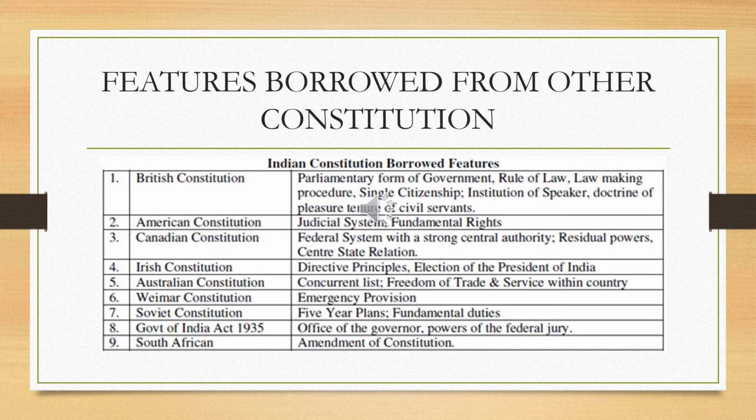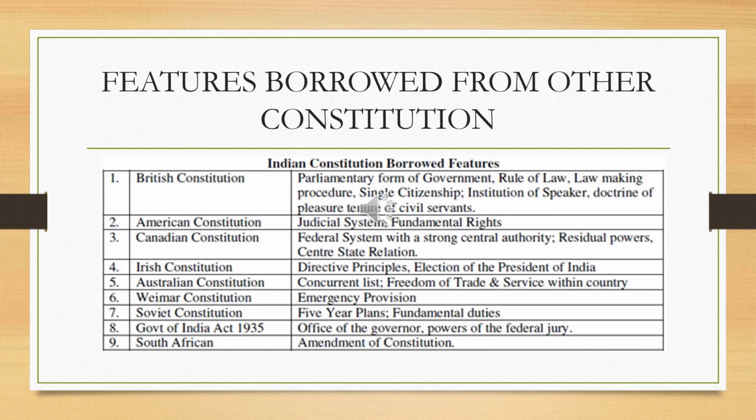Next one, the American constitution. From the American constitution, we had borrowed the judicial system and fundamental rights. Judicial system means integrated judicial system, and fundamental rights are the basic rights through which an individual can expose his or her inner potential. From the Canadian constitution also we borrowed the federal system with strong central authority. That means unitary in practice and federal in structure. Next one, residual powers, which relate to the central government. Next, center-state relations. So these things we had borrowed from the Canadian constitution.